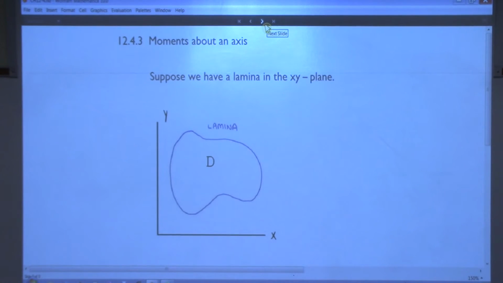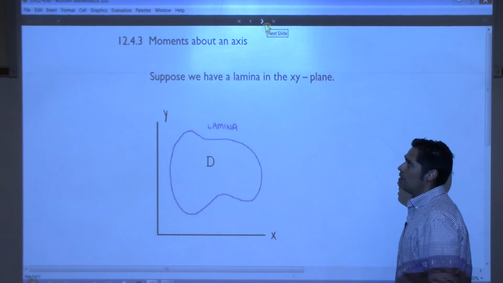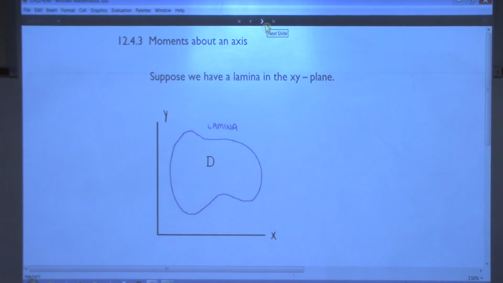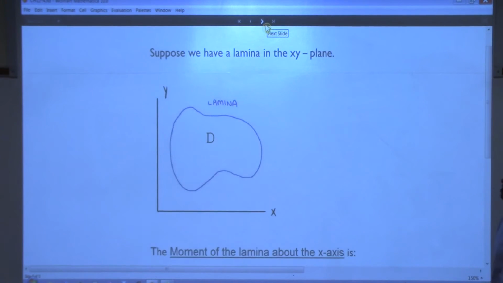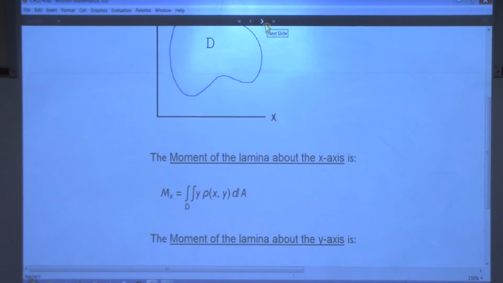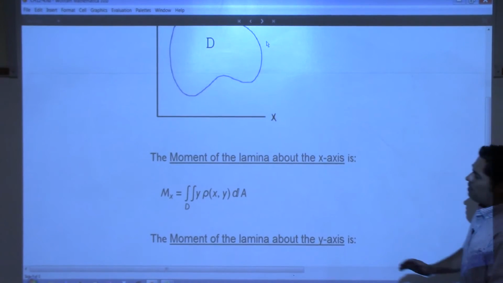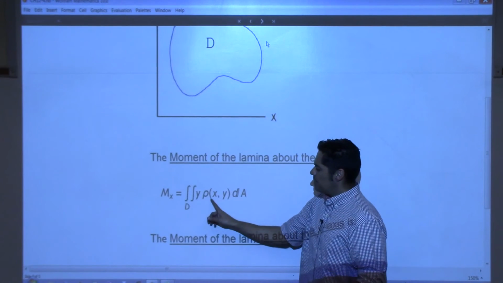Now, along with being able to find the mass of a lamina, you can find what's called its moment. Now, this is a physics concept, and we use the moment to compute something else. So first, let's talk about what the moment is. Same lamina, right? There it is. It's got a variable density. So we still have the density function right here.